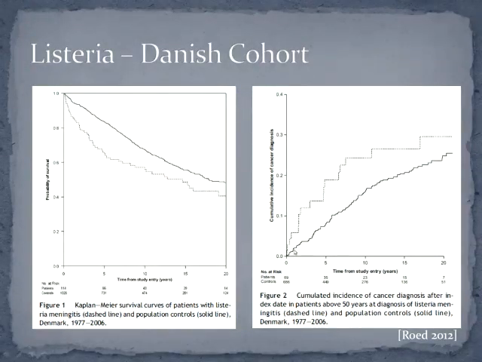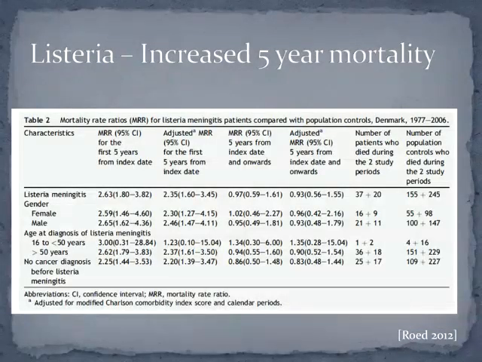And when they looked at different medical conditions, this is the cumulative rate of cancer. Again, these are the controls, and then these are the patients who had a previous history of listeria meningitis. You can see that their cancer rate is actually higher than the control population. And again, this is in table form looking at the same thing and showing that the mortality rate over the next 5 years compared to controls is at 2.63. So it's a significantly higher mortality rate.